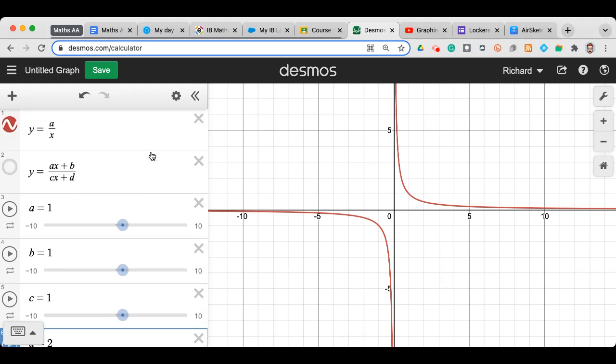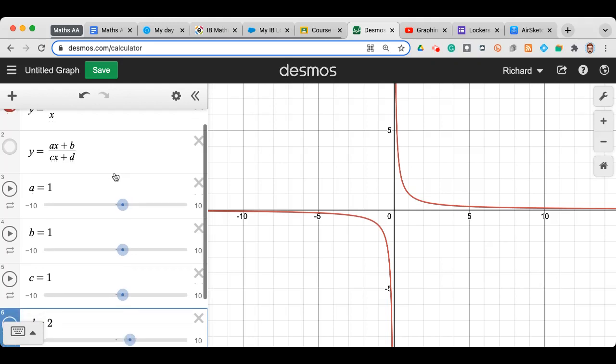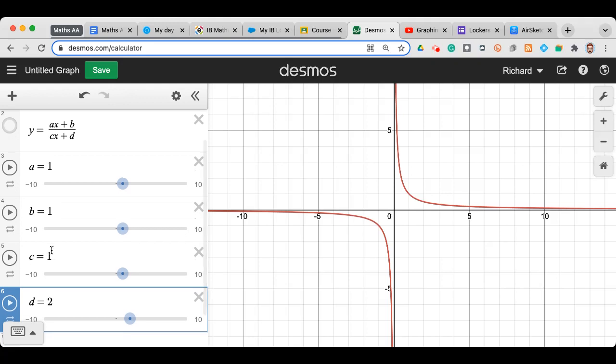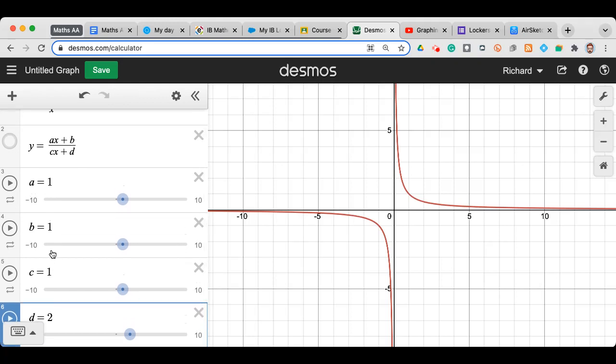So here I have on Desmos a little something I prepared earlier. And this is the simplest reciprocal function, I suppose. Y equals 1 on x. Why do I say 1? Because I've got a equals 1 here on my slider. Okay, so this is y equals 1 on x. Underneath, I've got y equals ax plus b over cx plus d. And I've chosen the simplest values I possibly could here as well. I've got a equals 1, b equals 1, c equals 1, d equals 2. Do you know why I didn't make d equal to 1? Yeah, well done, Lily. Straight up. Yeah, because then it would just be a flat line of y equals 1.